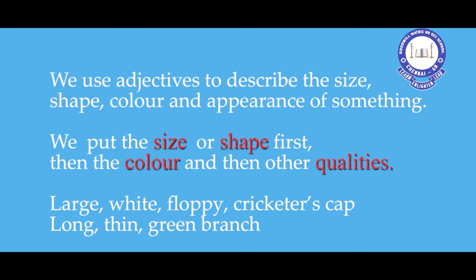Okay, understood? And the last is, we use adjectives to describe the size, shape, color and the appearance of something. So we use adjectives to describe the noun. Okay, there is a rule. If there are more than 2 or 3 adjectives in the same sentence, first we put the size or shape, then the color and then the other qualities. For example, see, large, white, floppy cricketer's cap. Here first, large, it is the size, then color, that is white, then floppy cricketer's cap. In the same way, long, thin, green branch.